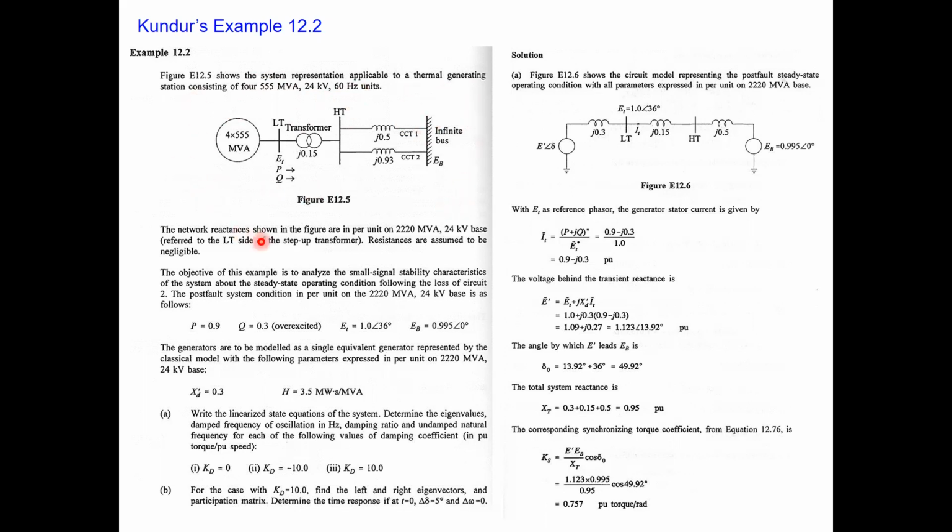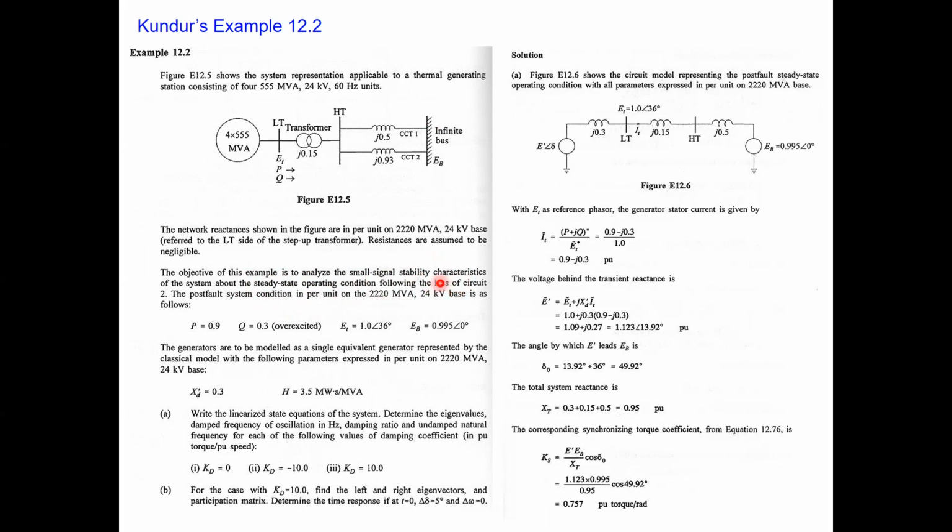And here they have said the resistance of the line is to be neglected, and the reactance of the 2 parallel lines is given here. What is the reactance of the transformer? And then the power capacity of the entire power plant, you can say. Now, we want to analyze a small signal stability characteristic here. It will be about a steady state condition, about a steady state operating point.